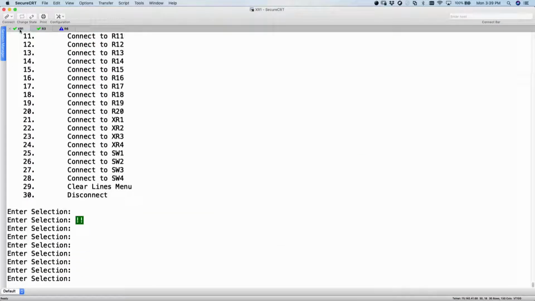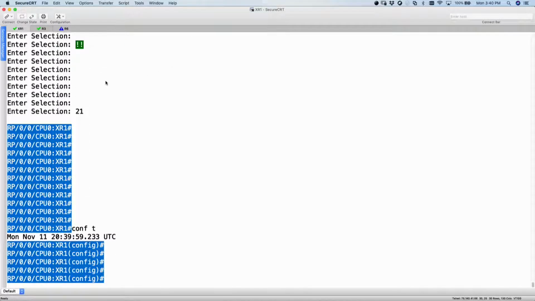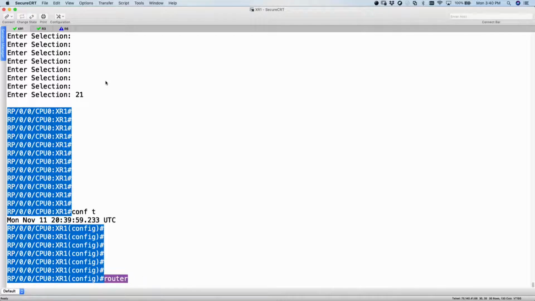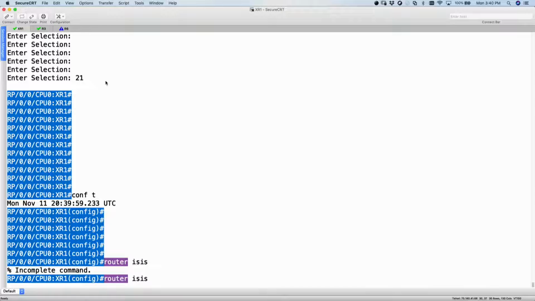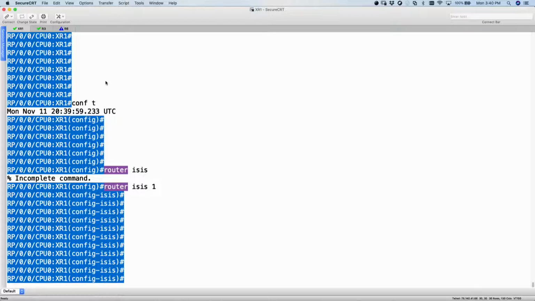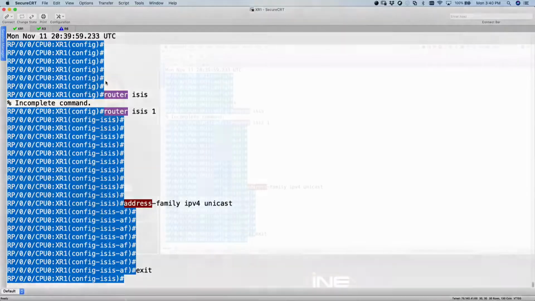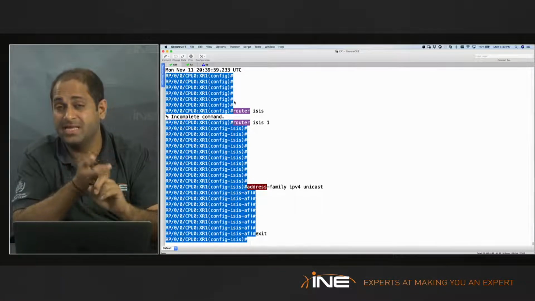Let's now go to XR1 and activate ISIS on XR1. That's going to be done with router ISIS, and we have to specify the process ID, let's say 1. The first thing that you would do here would be to activate your address family for IPv4, because we want address family IPv4. So address family IPv4 unicast, and then we can say passive interface loopback 0, because we want to advertise a loopback also. So if you remember, ISIS requires a net statement. A net statement is mandatory.